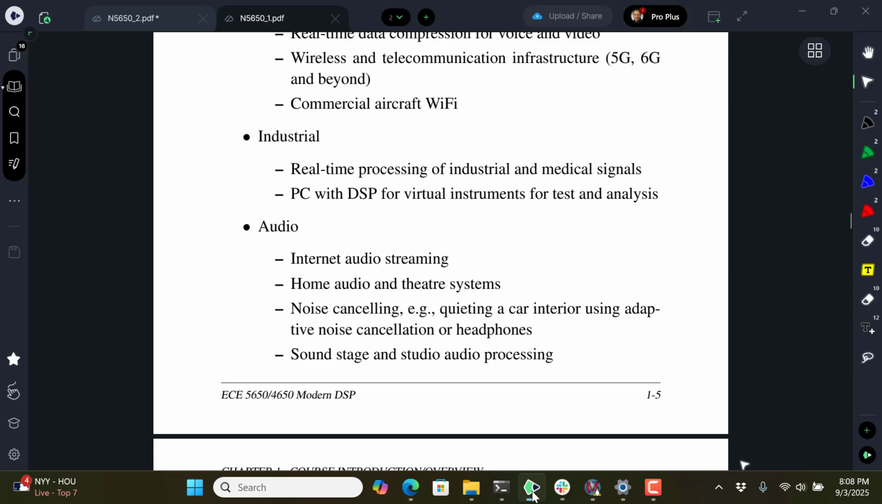Home audio theater systems. So there you have drivers that can drive out to the transducers, namely the speaker systems, but also the processing in the box itself. Noise canceling capabilities, not only in the earbuds that you might wear, but forming quiet zones with noise canceling, say in the interior of a car. Soundstage and studio audio processing continues to do very well and is very important.